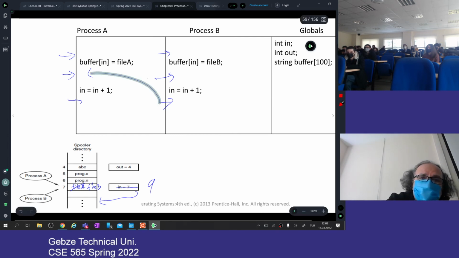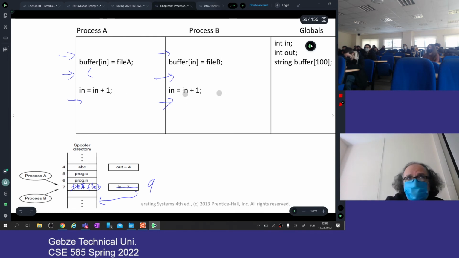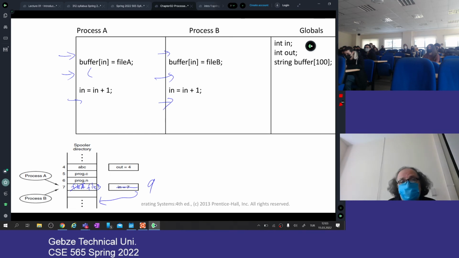If I run this one, then a switch happens, run this one and run this one, it is fine, right? File M and file B will get placed into my spooler. Or if I run this one first and then this one later, again, no problems. It will be the same thing. Both file M and file B will be printed.